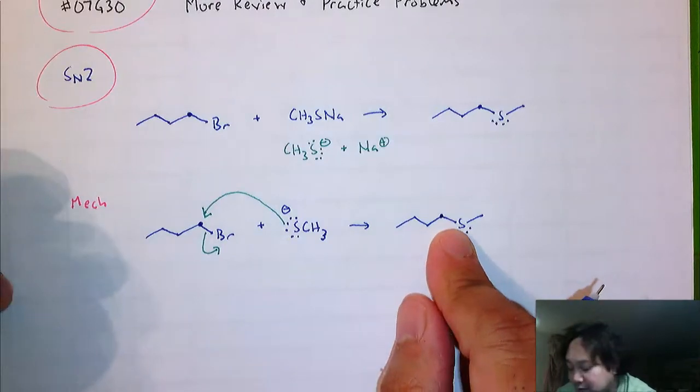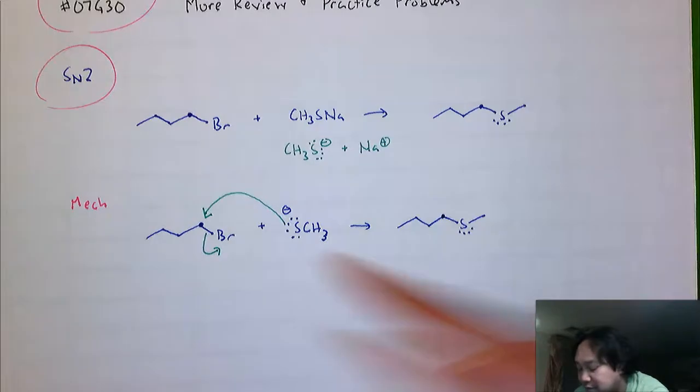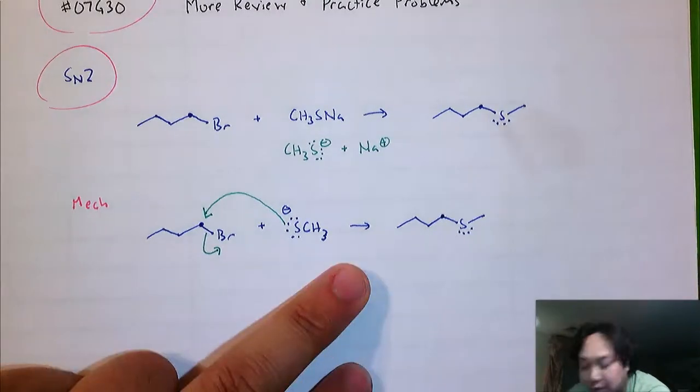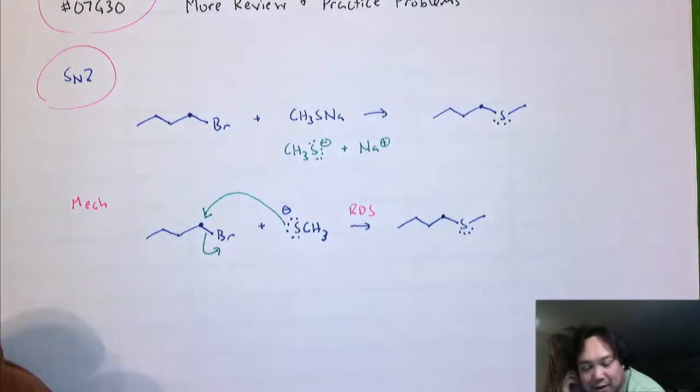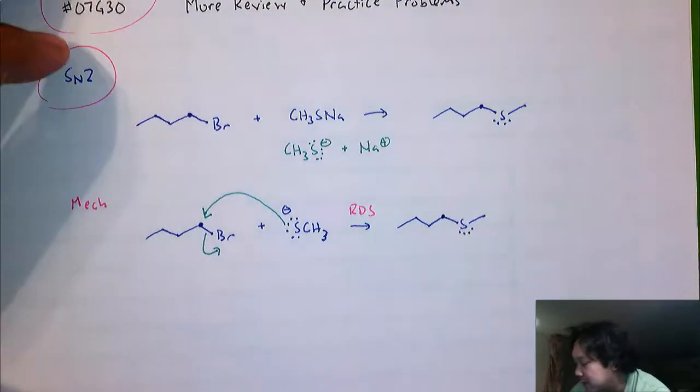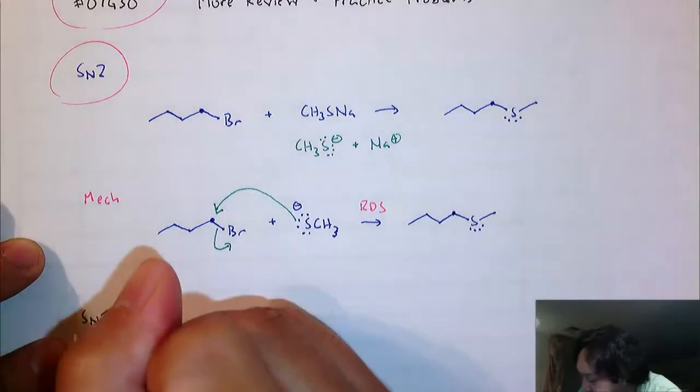You know that it is bimolecular. That's what the 2 stands for. You have 2 molecules that are required to go through the rate determining step. The purpose of this first page of notes, though, is to compare and contrast SN2 and SN1.